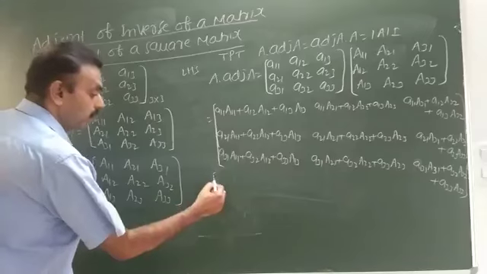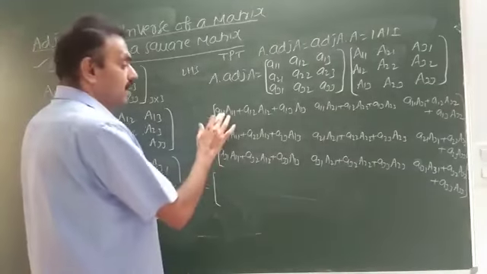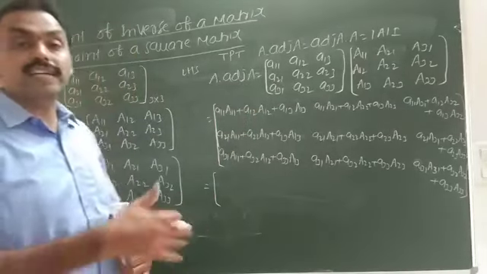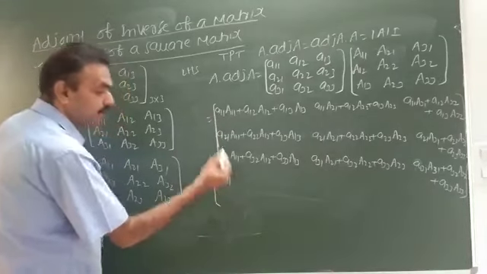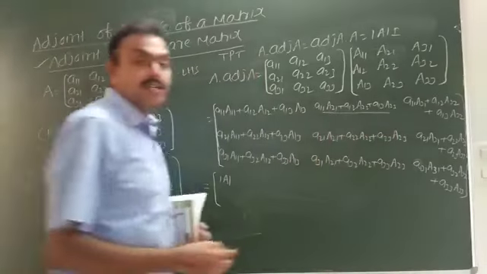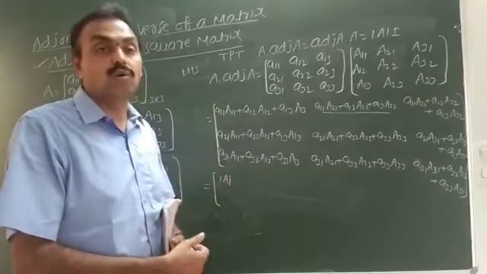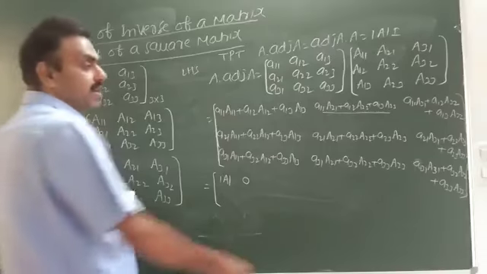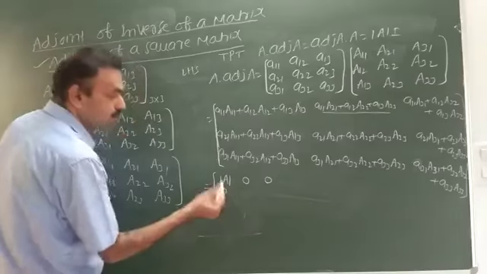Now use the property. What is that property? Elements of any row, when multiplied with the corresponding cofactors of the same row and added, its value is always equal to determinant A. This is equal to determinant A. What about this? Elements of any row, when multiplied with the corresponding cofactors of any other row and added, its value is always 0. We are using the second property. Again, here also it is equal to 0. Again, here also it is equal to 0.